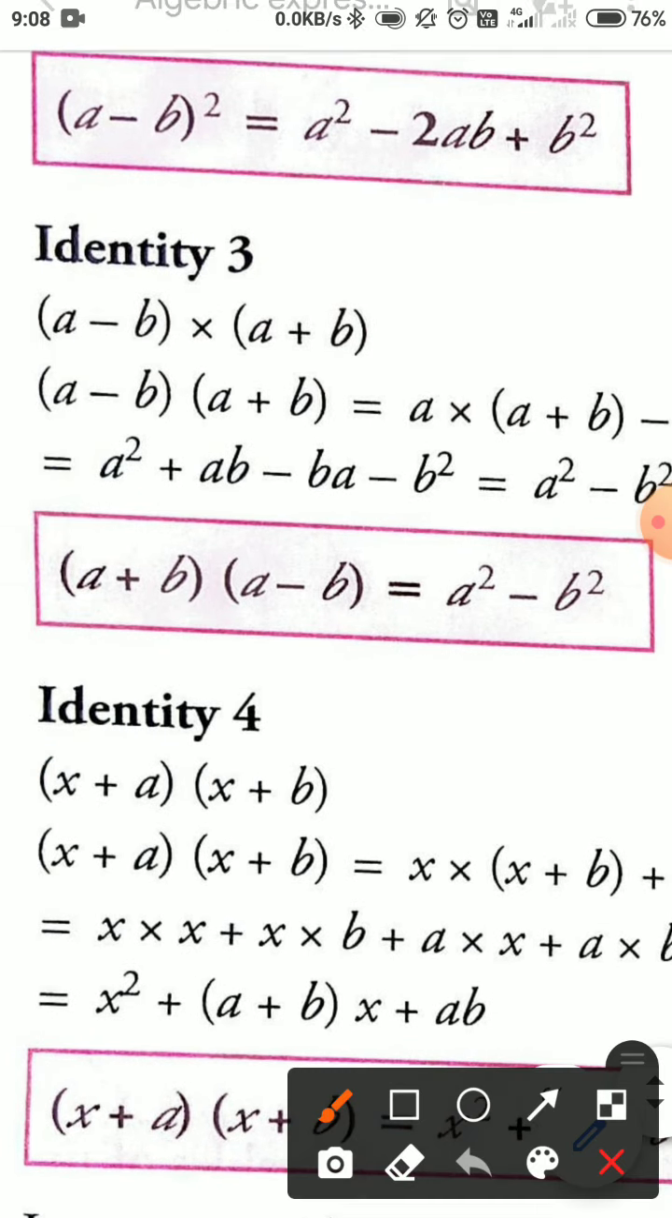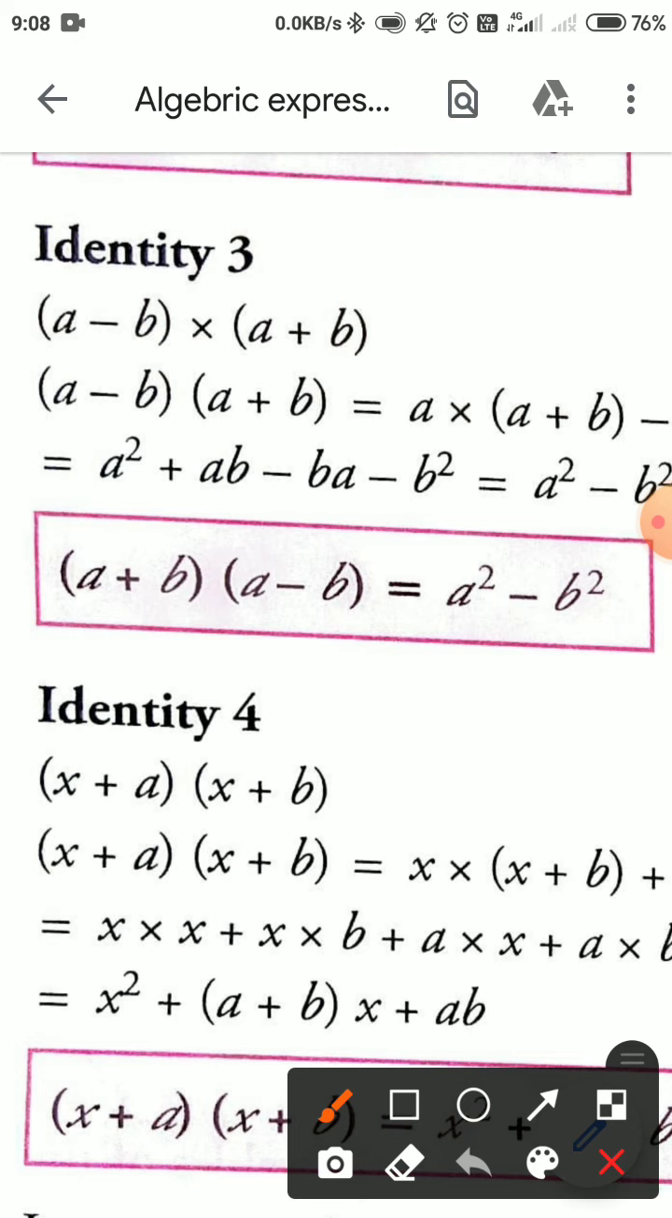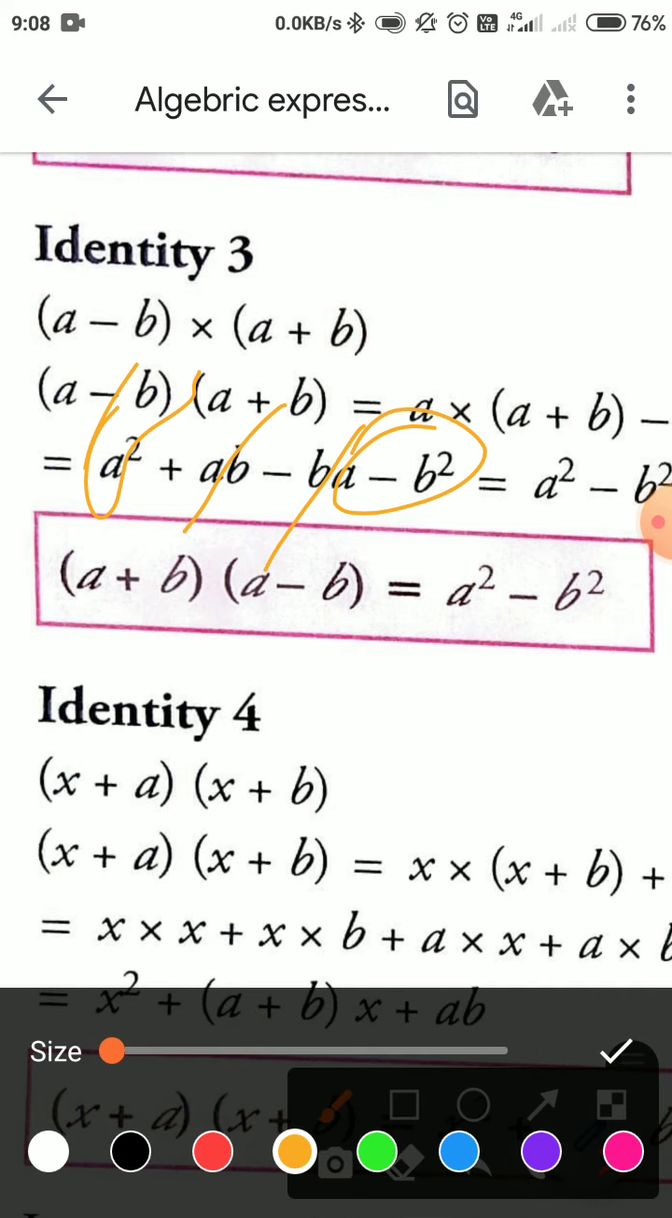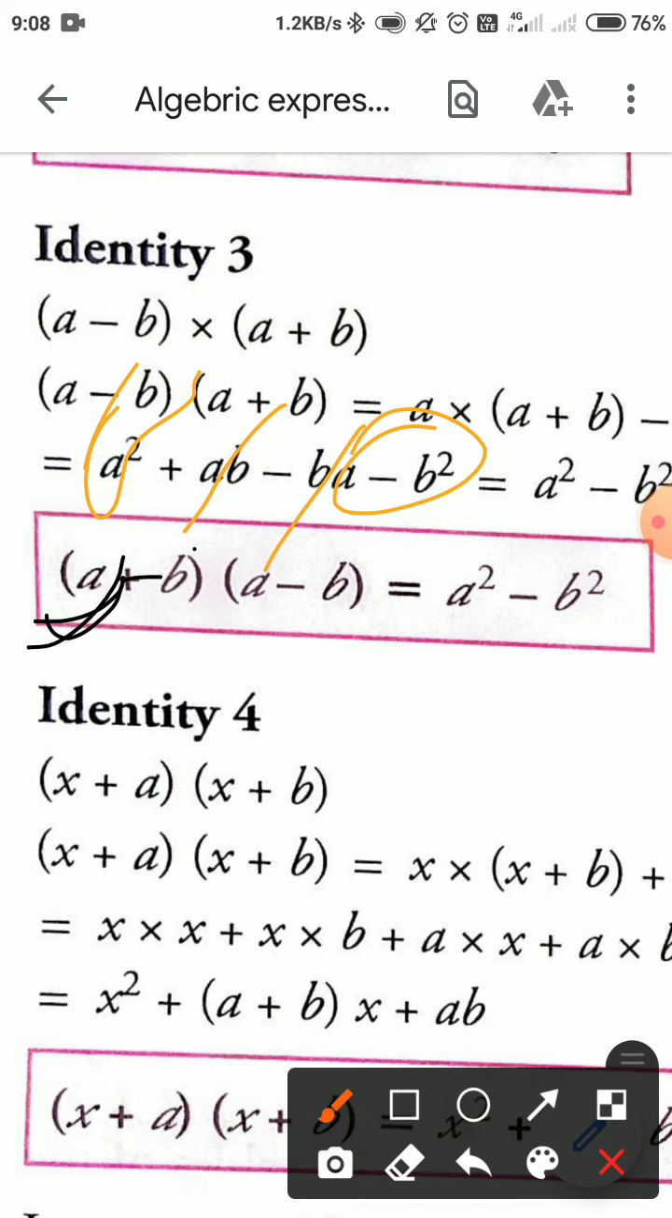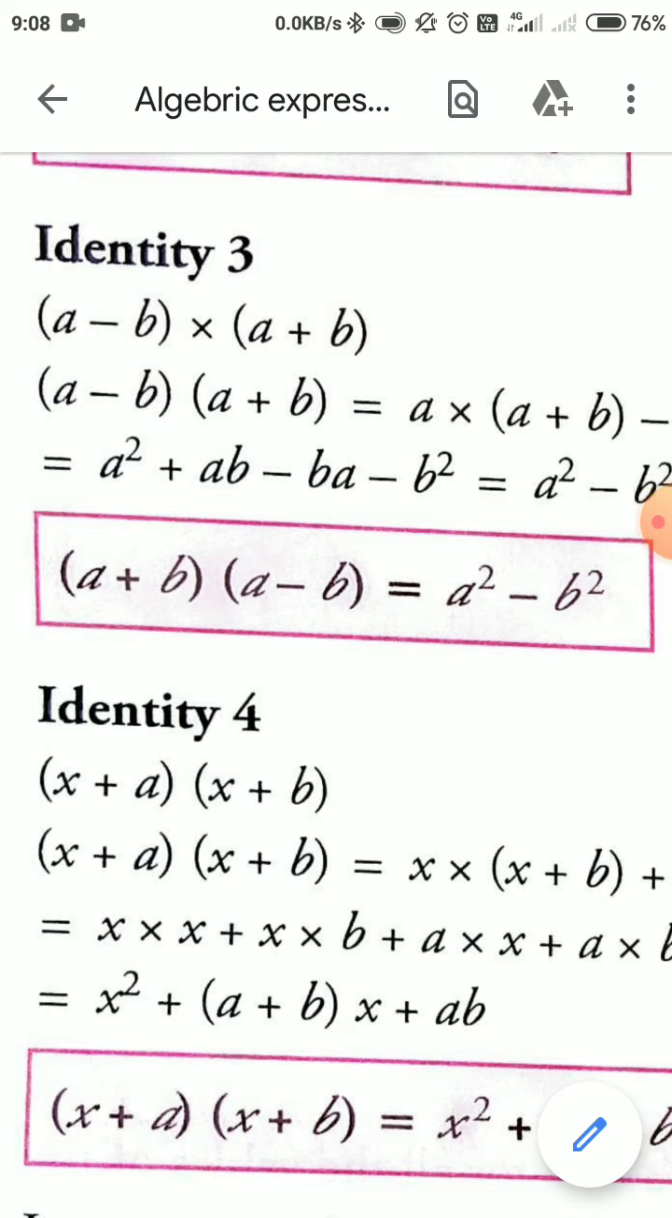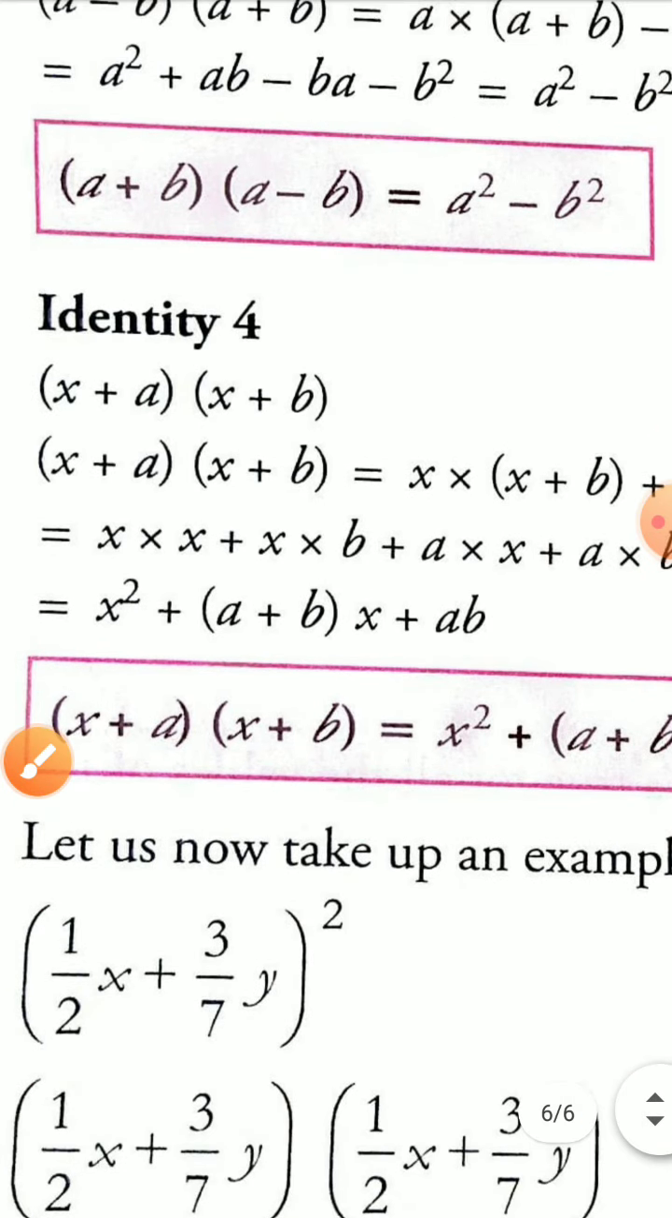So you can see here that again we are having two like terms, that is ab and minus ab. So these two terms will be cancelled out. What you are left with is a square minus b square. So the identity for a plus b into a minus b becomes a square minus b square. So this one is again also very important. Now moving on to identity number 4.